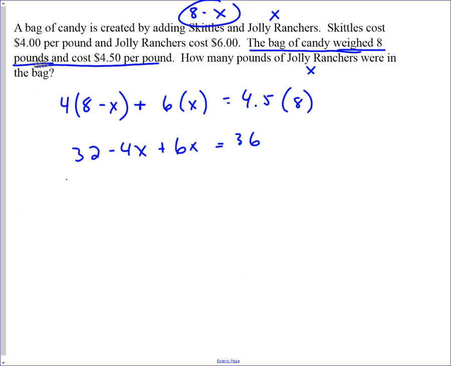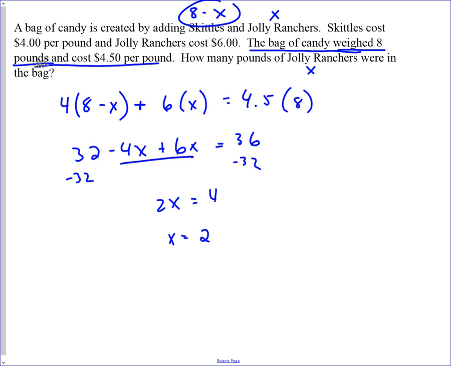If we subtract 32 from both sides, we get 2x, since negative 4x plus 6x is 2x. 36 minus 32 turns out to be 4, and so x equals 2 pounds. So the number of pounds of Jolly Ranchers is going to be 2. The amount of pounds of Skittles is going to be 8 minus 2, which would be 6 pounds.